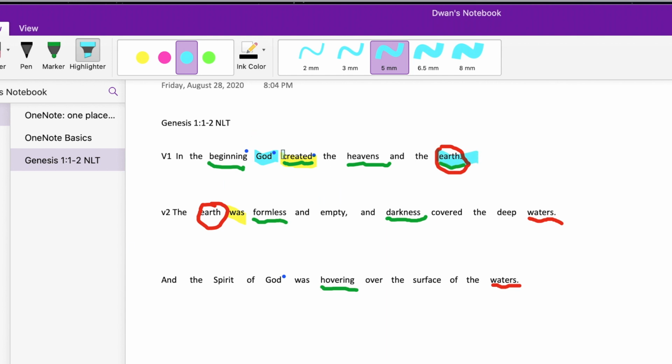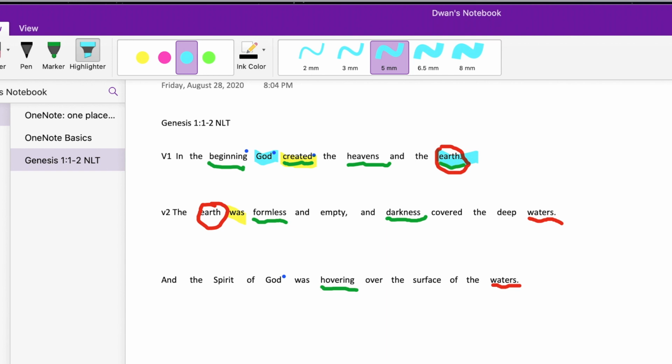So who was creating? The creator is God. And then what was the status of the earth? You can see the status of the earth was formless. It was empty, and it could be dark too, once God created the heaven and the earth. Darkness, and it consisted of deep waters. So it describes the earth after God had created it.